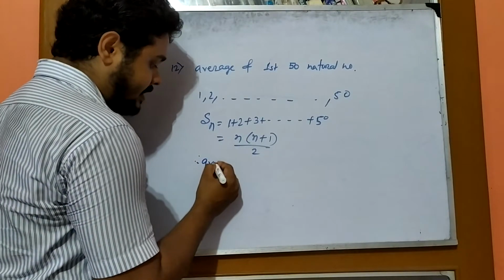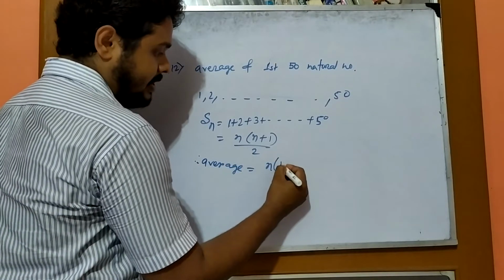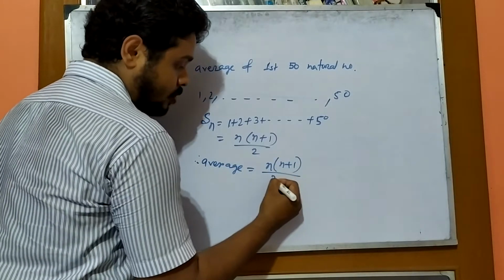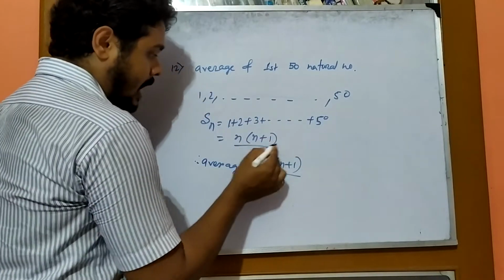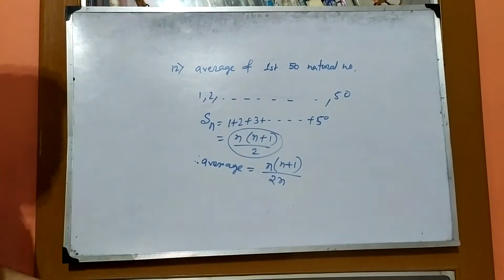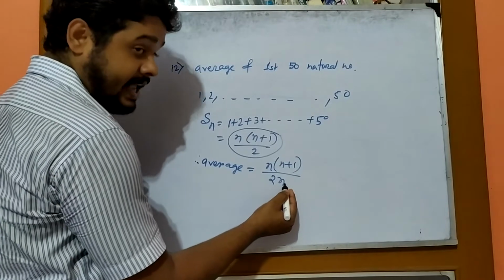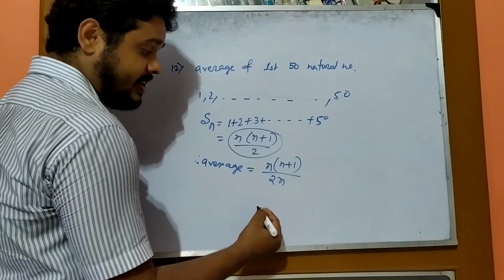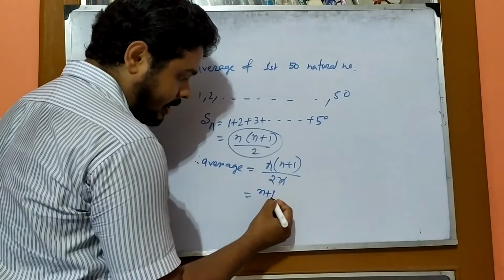Therefore average is n into n plus 1 by 2n. As the sum of n terms is n into n plus 1 by 2, the average will be n into n plus 1 by 2n divided by n, because the total number of terms is n. So n cancels, and that is n plus 1 by 2.